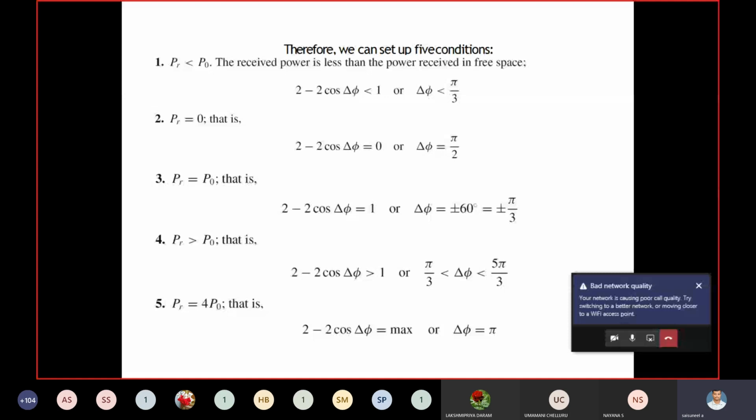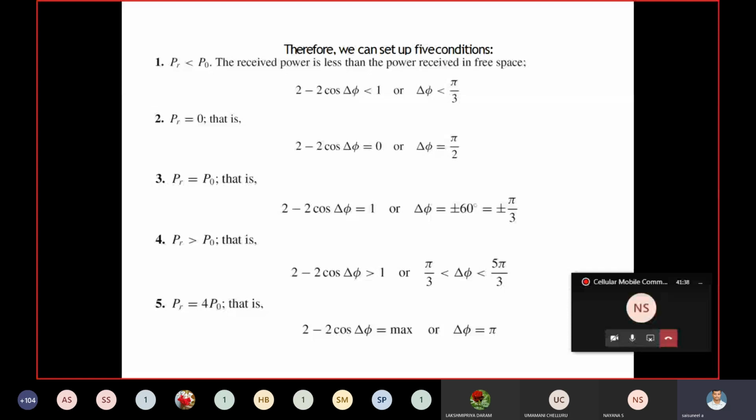Next, the received power equal to 0. That means we transmitted the signal, but it is not received by the receiving antenna. At that time PR equals 0, so substituting in this equation, 2 minus 2 cos delta phi equals 0, and then delta phi equals 0. Next is PR equal to P naught. Then 2 minus 2 cos delta phi equals 1, so delta phi equals plus or minus pi by 3.